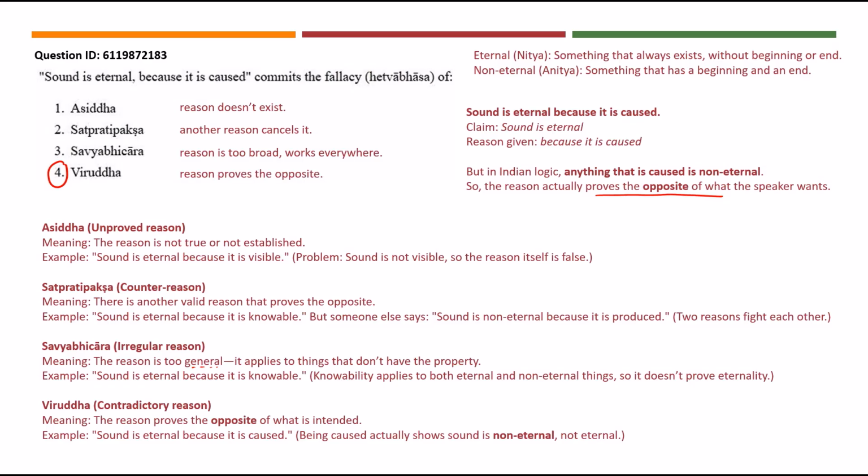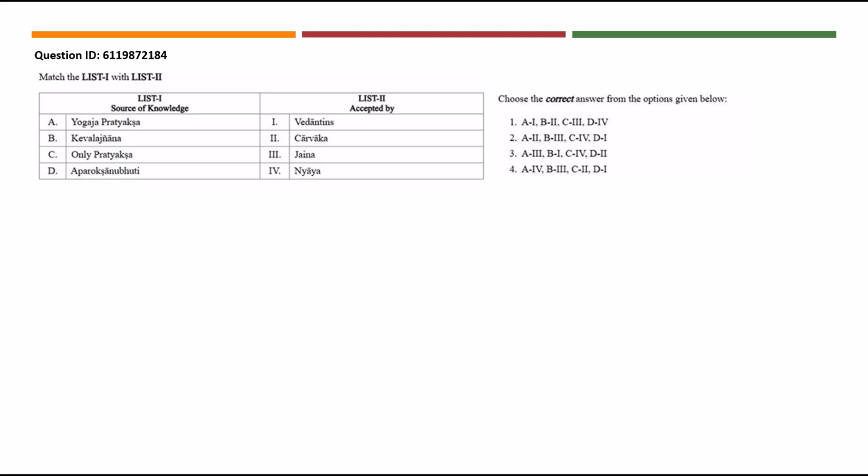Viruddha means reason proves the opposite. This is the one-line explanation of all the fallacies here. Next question. Match list 1 with list 2.